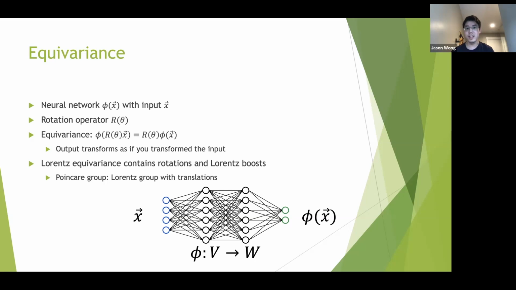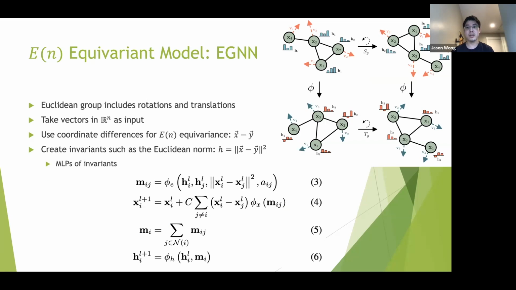For Lorentz equivariance, it's not the perfect analog to the Euclidean group. The Euclidean group includes rotations and translations, but the Lorentz group is only the rotations and boosts and not translations. The Poincare group includes the translations. The main model that we based our research on is the E(n) equivariant model, which is called EGNN, and that includes the rotations and translations.